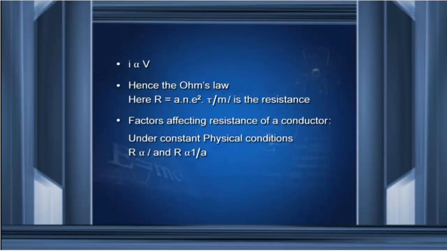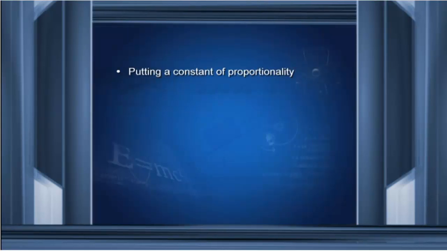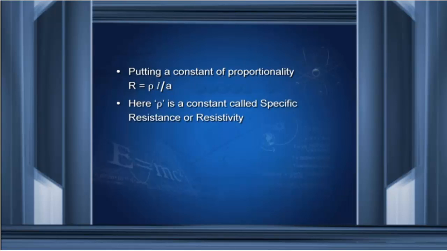That means if we have a longer wire, then the resistance will be large, and if the finer wire, then we have high resistance. Combining these two equations, we get resistance is directly proportional to L upon A. Putting a constant of proportionality rho, we get R equals to rho into L upon A. Here rho is called resistivity or the specific resistance. Its SI unit is ohm meter.